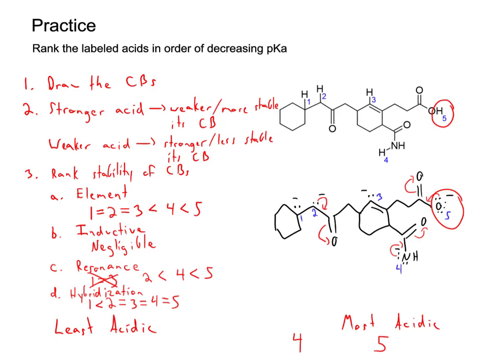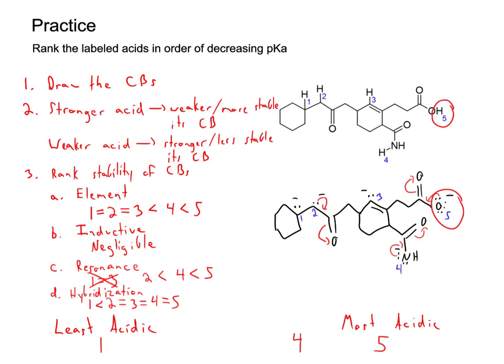Now let's go to the other side. The weaker the acid, the stronger or less stable its conjugate base. It looks like for element effects, 1 was the least stable. For hybridization, 1 was also the least stable. It had nothing with resonance, and again, inductive effects were negligible. So the least stable, or the strongest base in this situation, was 1, which means that acid number 1 must have been the least acidic because it had the strongest or least stable conjugate base.